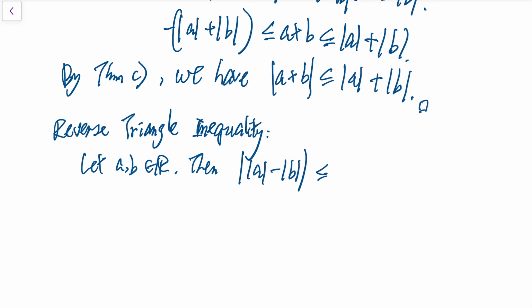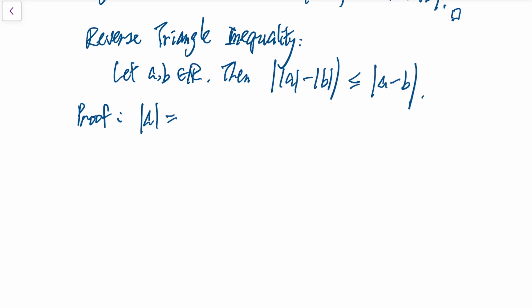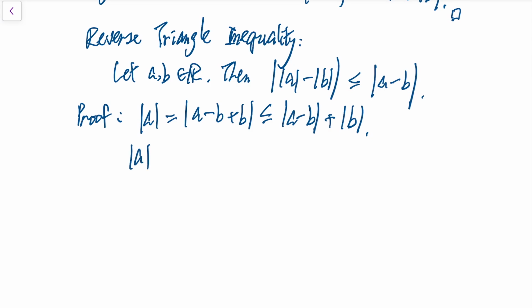The absolute value of A minus the absolute value of B is more than or equal to the absolute value of A minus B. The absolute value of A is equal to the absolute value of (A minus B) plus B, which is less than or equal to the absolute value of A minus B plus the absolute value of B. Then the absolute value of A minus the absolute value of B is smaller than or equal to the absolute value of A minus B.